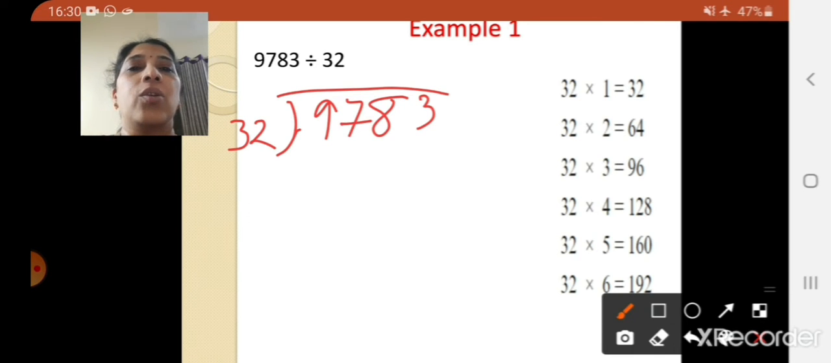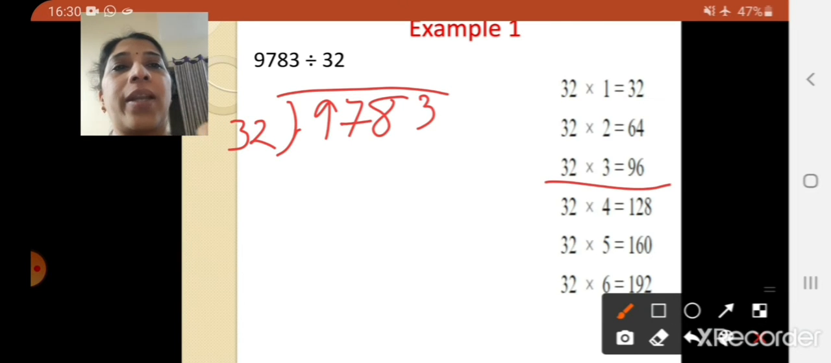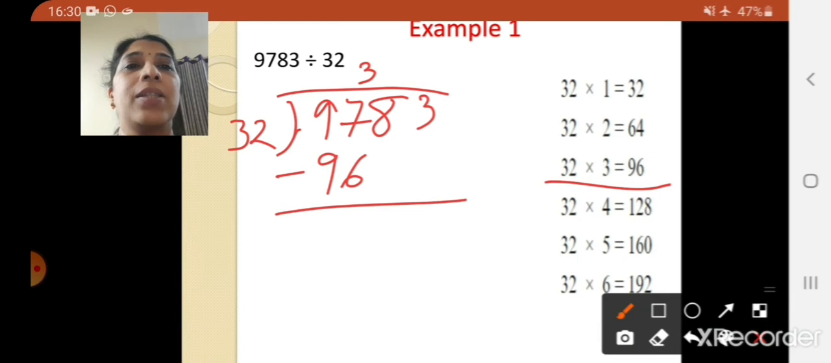Now you can see 32 is a 2-digit number, and 9783 is a 4-digit number. So first you will take the 2-digit number only, right? In the 32 table, 97 is not there, but 96 is there. 32 threes are 96, so you will write that. 7 minus 6 is 1. 9 minus 9 is 0. Now 1 you cannot divide by 32, so you are going to take the 8 down, right?